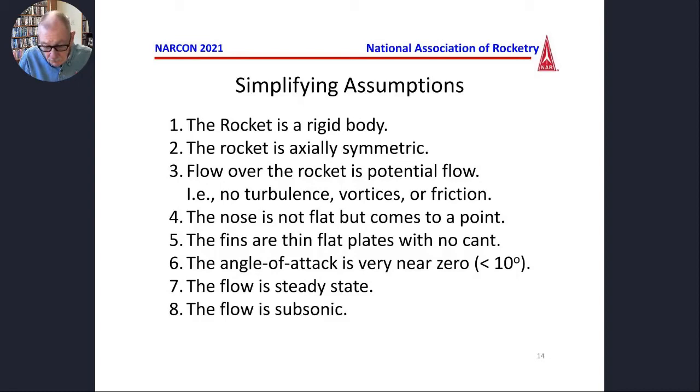Fins, of course, are thin flat plates with no cant. Now, it really doesn't matter that a fin has cant to it, as long as all the fins on a rocket are canted equally, so you get a smooth spin. If you start getting into situations where the rocket is spinning because you have canted fins, you can get into dynamic instabilities. If the spin rate of a rocket gets close to its pitch rate, that is, the rate at which the rocket pitches back and forth in the flow, a rocket can go unstable dynamically, even though it's statically stable with the CP behind the CG, with the center of pressure behind the center of gravity.